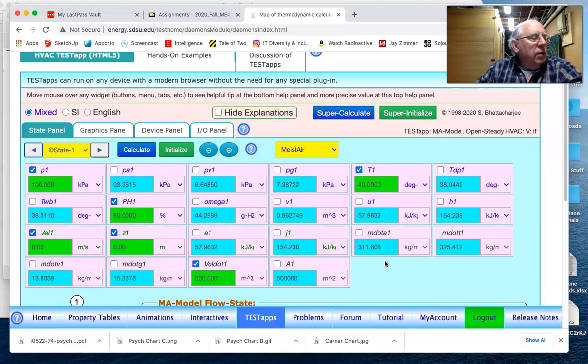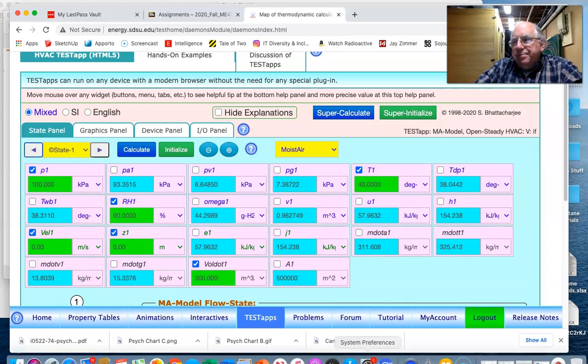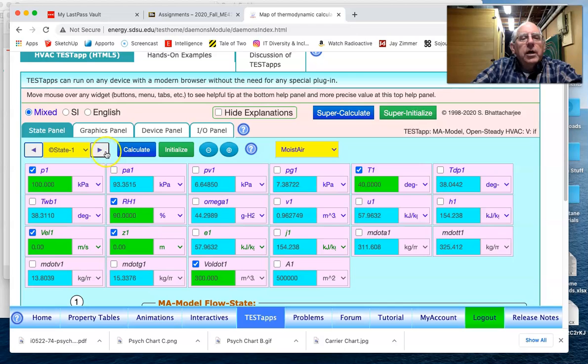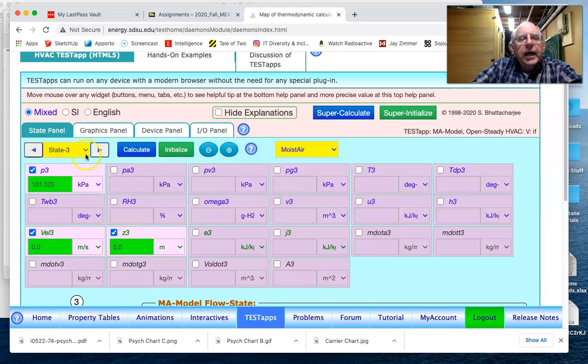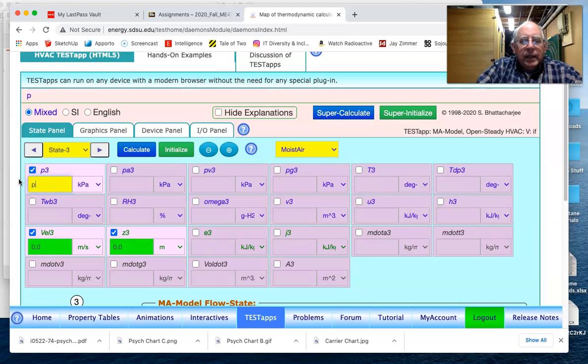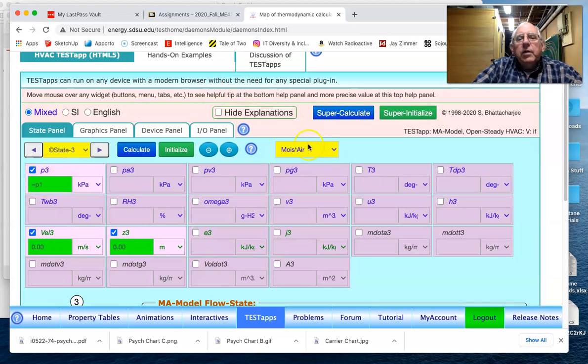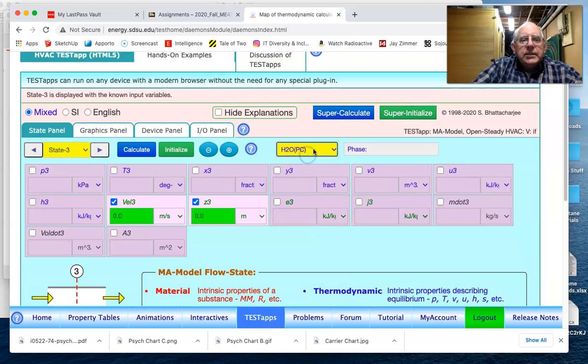And now we're looking for the refrigeration capacity. How much heat did we have to remove from the moist air in order to effect this new condition? With that in mind, we now need to set up a state 3, and our state 3 is going to be the water itself, the condensate.